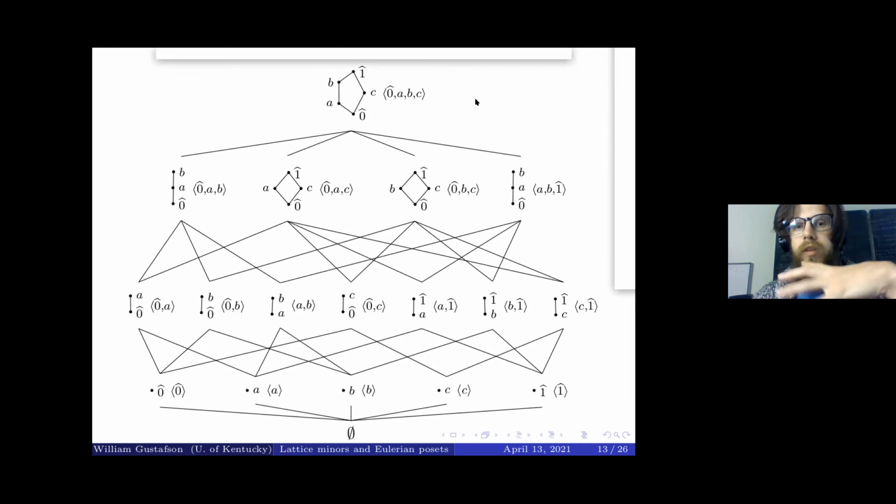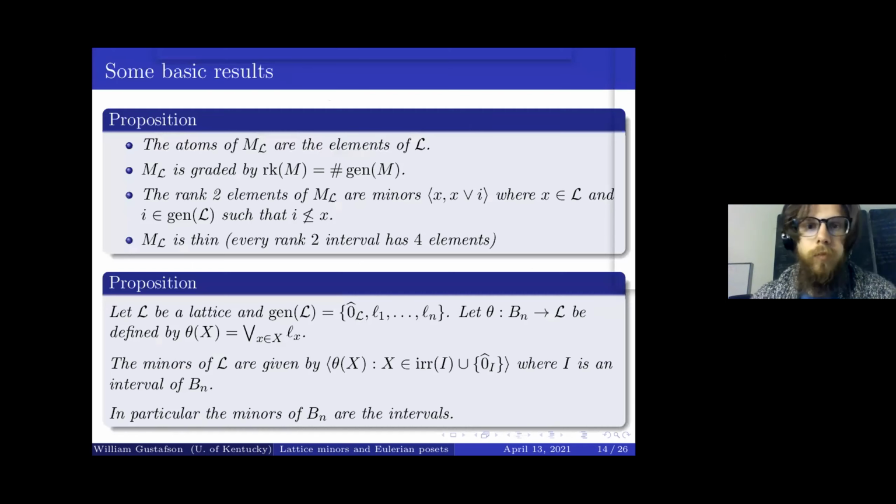Okay, so now I want to give a couple of basic results about these posets in hopes that will give a little bit of intuition for these. And then I'll talk about this construction. All right, so this first result here, the first 2 things are what I just pointed out. The atoms are always going to correspond to the elements, and it's always graded by the number of generators.